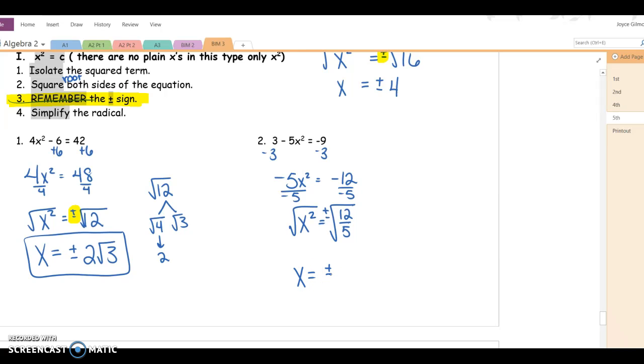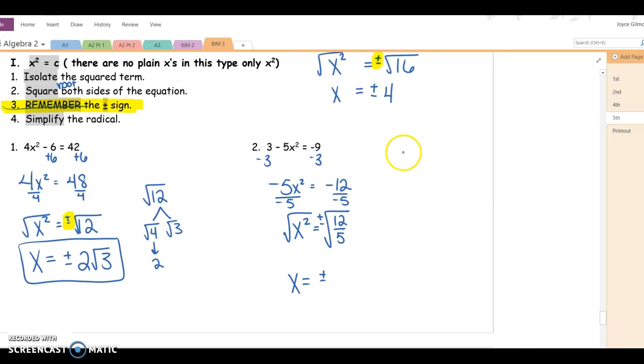We need to take this square root of 12 over 5, and if you remember from yesterday, we can't leave a fraction under the radical. So over here on the side, we've got the square root of 12 over the square root of 5. What should we multiply the top and the bottom by to get rid of the square root of 5? The square root of 5. So on the top, we will have the square root of 60. On the bottom, square root of 5 times square root of 5 is the square root of 25, which is 5.